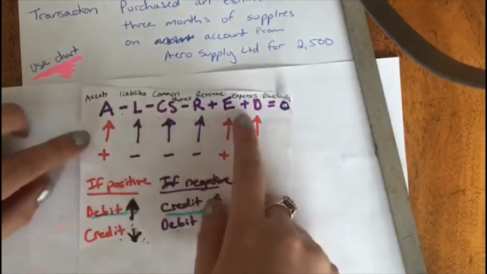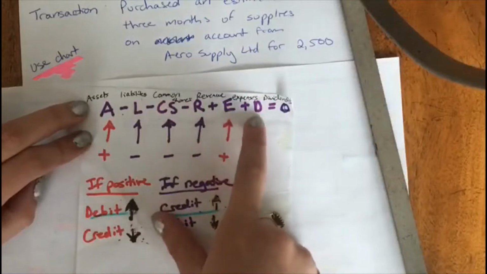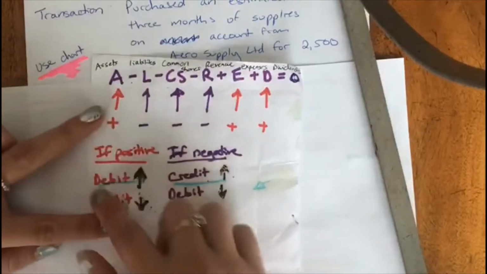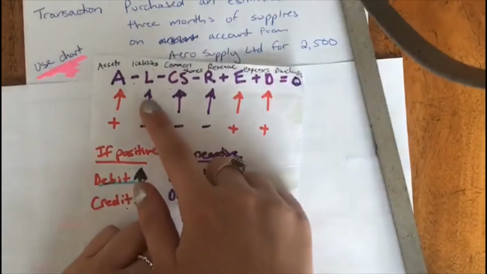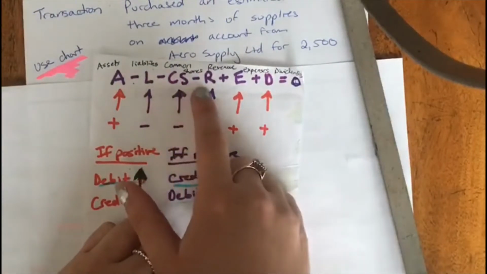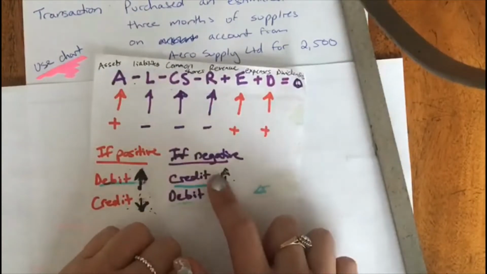And once we have all that, we know that assets here are positive, expenses are positive, and dividends are positive, so they act like this orange box. Okay? Then we have liabilities, common shares, and revenue. They're negative. So if negative, they act like this.